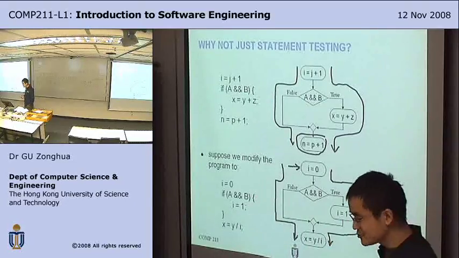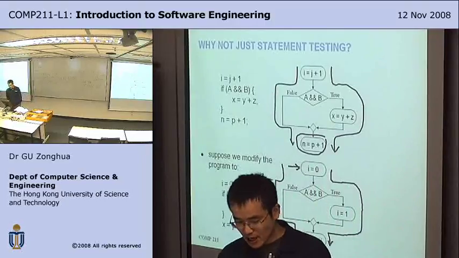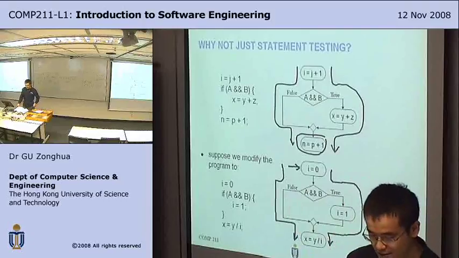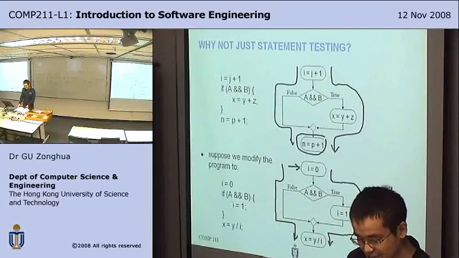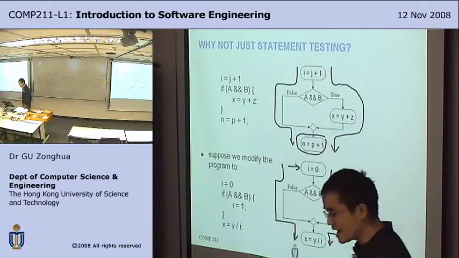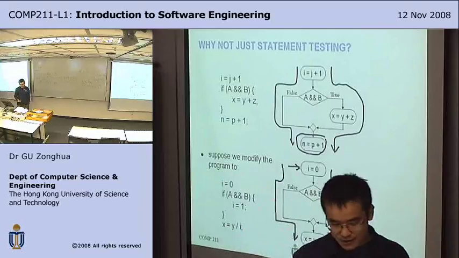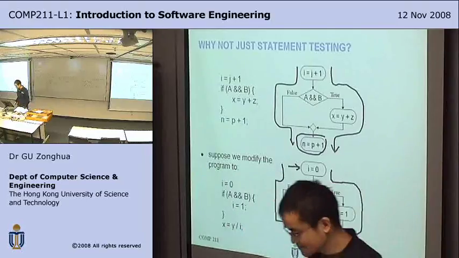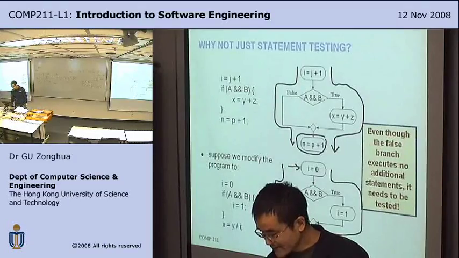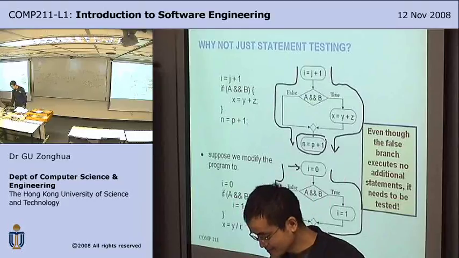Therefore, you need to follow both branches, even though following the right branch alone has already covered all the 4 statements. That's why statement testing is not enough. You need to really cover the different paths in the program, even though all these paths may cover the same statements. So even though the false branch executes no additional statements, it needs to be tested.